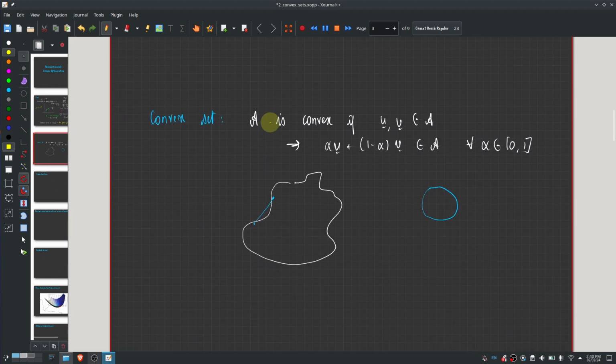So using this, we defined a convex set as any set for which if two points belong to that particular set, then the straight line or the line segment joining these two points also lies within the set. And that essentially intuitively corresponds to our notion of convexity.